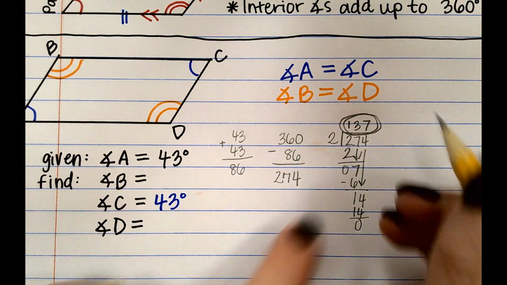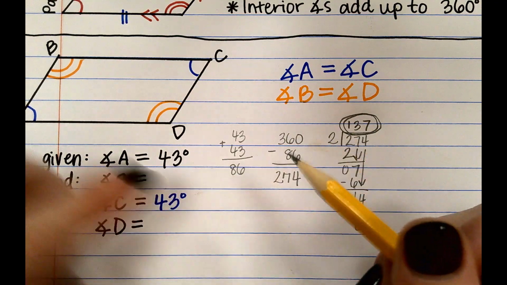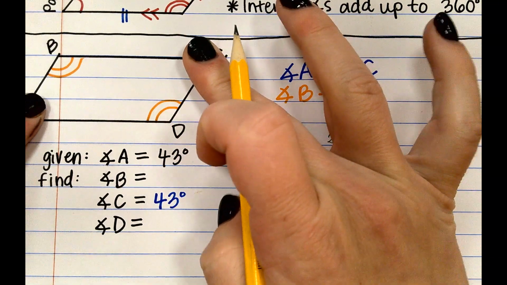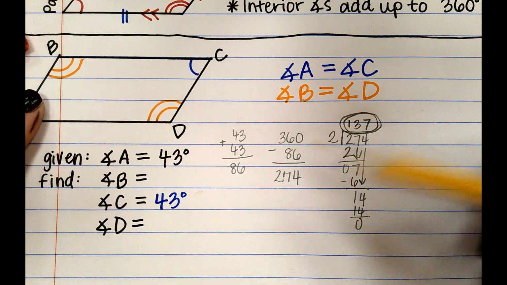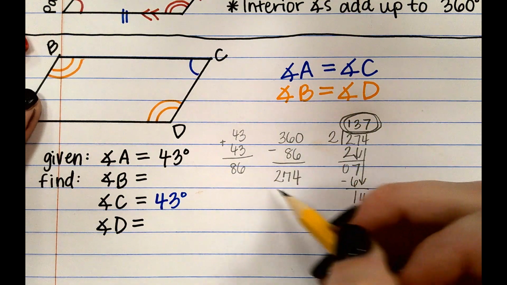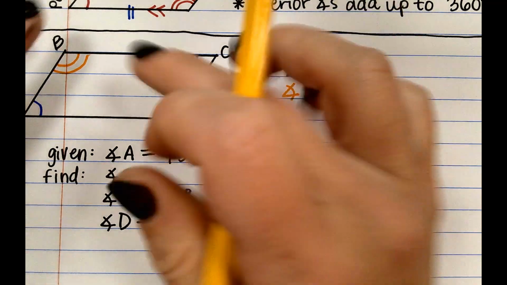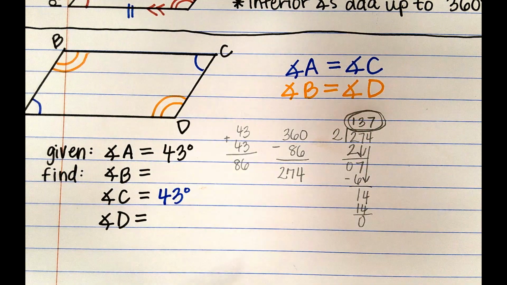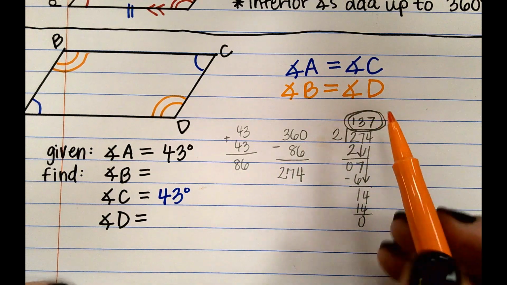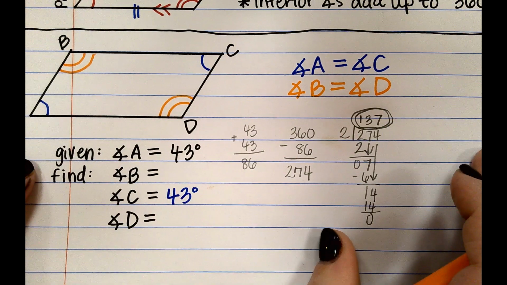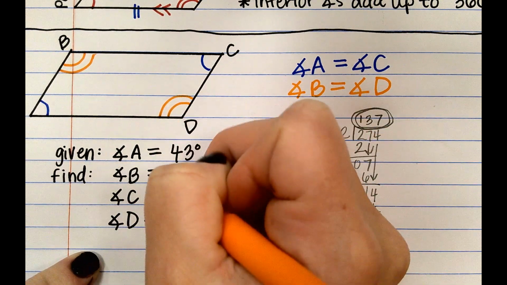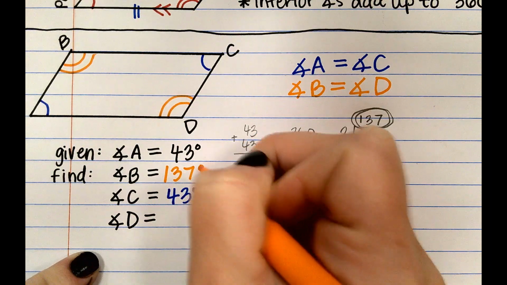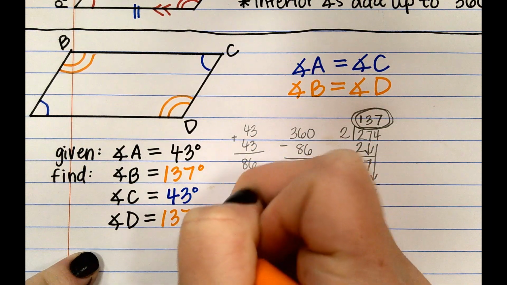Okay, so we found out that there was 86 degrees being taken up by the two angles we knew. If there's 360 total, let's just get rid of those 86 and see what's left over. There was 274 degrees left over, split up between angle B and D. Now, this is kind of the quick way of doing it, but I will show you a more formula type way to do this. So angle B would be, we said 137, and angle D would be 137.